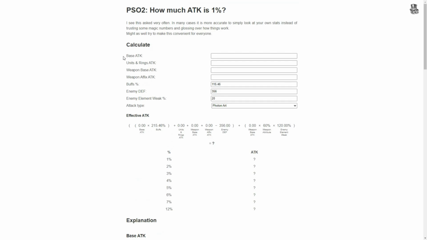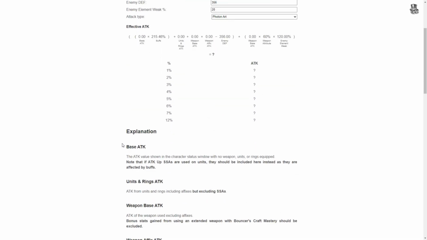Okay, so what you have to put in first is your base attack, and as the explanation down here says, the attack value showing in the character stats window with no weapon, no unit, and no ring. It didn't mention mag. Your mag should be in here because it does count toward base attack stats.